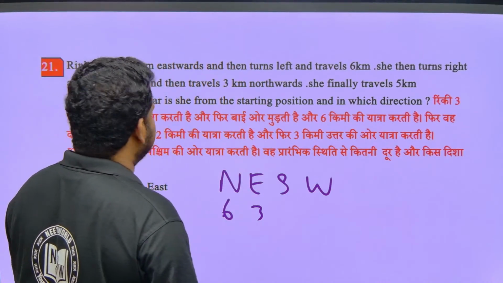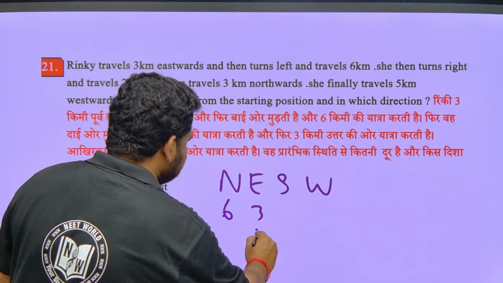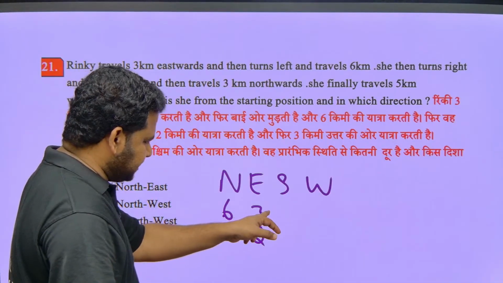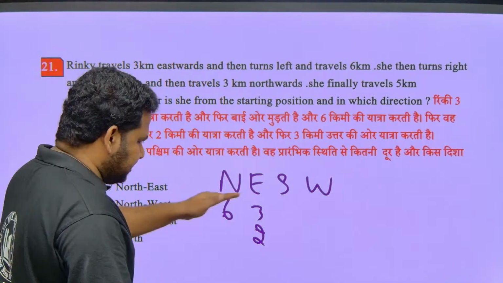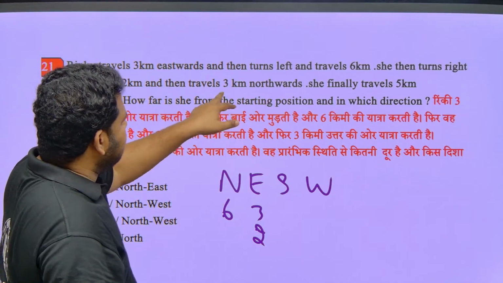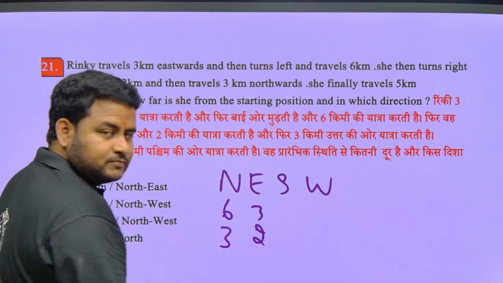She then turns right and travels 2 kilometers. From north, right means it is under east only. How much? I should write it below. The number is already written under east, so don't write it next to it. You have to write it below. Okay, line by line. Next is then travels 3 kilometers northwards. Again it is telling northwards 3 kilometers. So under north I should write 3.